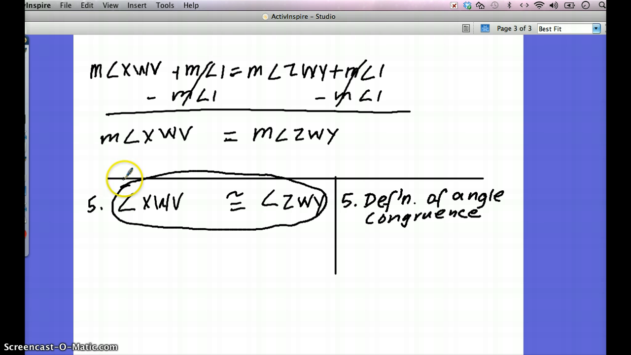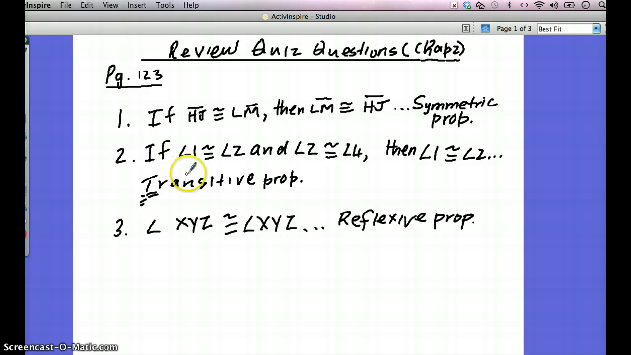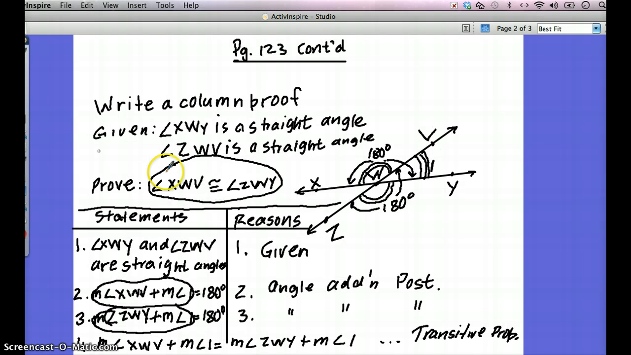As I probably mentioned to you in class, when lawyers are in court, once they've proven their case, they don't go any further. So this will be the last statement. Let's go back and make sure we've got it right here now. Yes. Angle XWV is congruent to angle ZWY. That's my last statement.